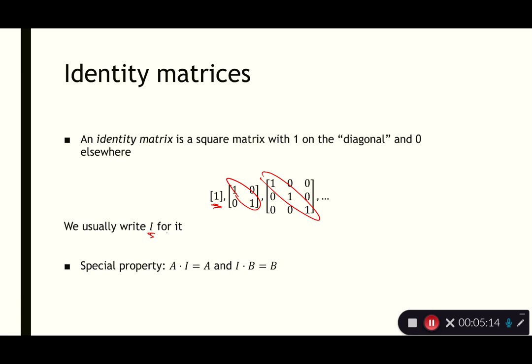Identity matrices have the special property that when you multiply by them, it doesn't do anything. The identity times anything on the left is equal to what you started with, and the identity times anything on the right is whatever you started with. But you have to understand that the sizes have to match up in order to do the multiplication in the first place.